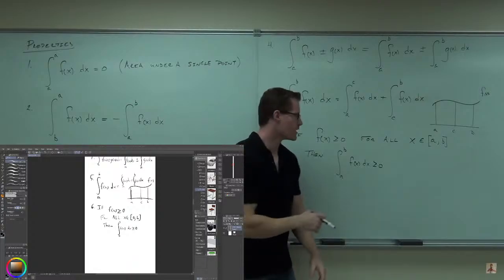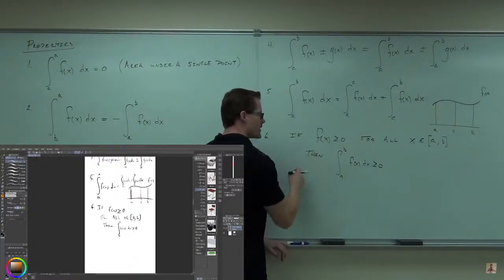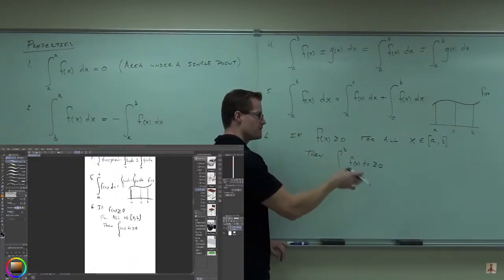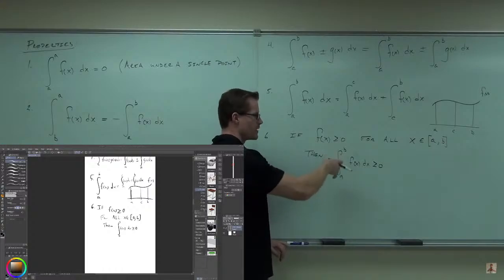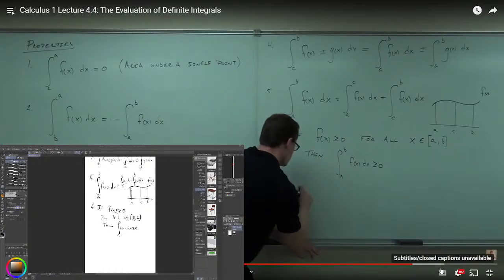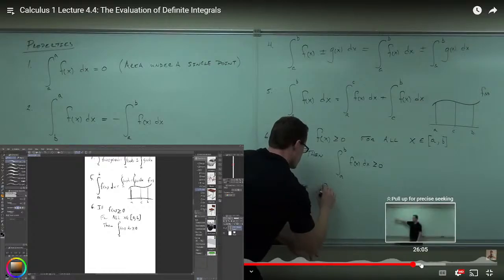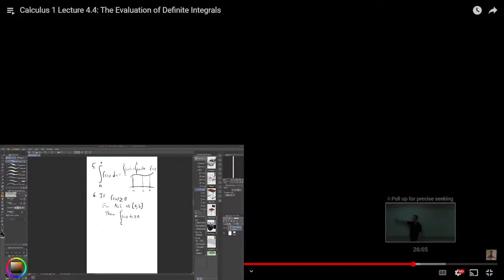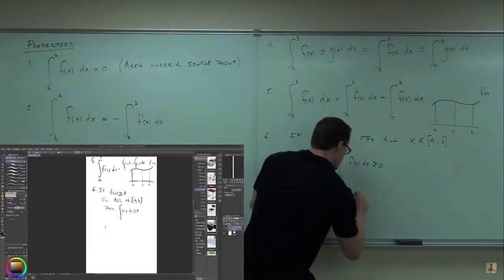Same thing in reverse. I'll just state it out for you. If f of x is less than or equal to 0 for all x in [a, b], then the integral from a to b of f of x dx is less than or equal to 0. So it's kind of the same statement, basically.